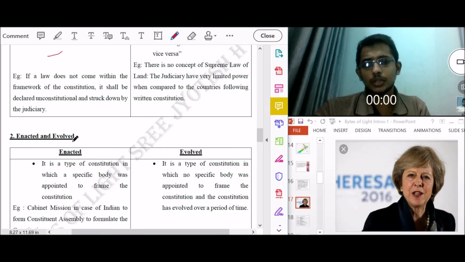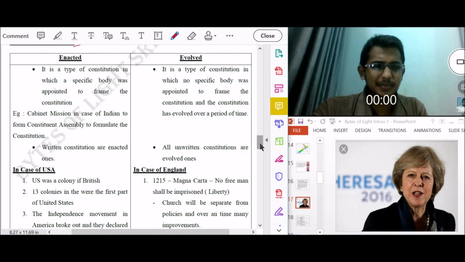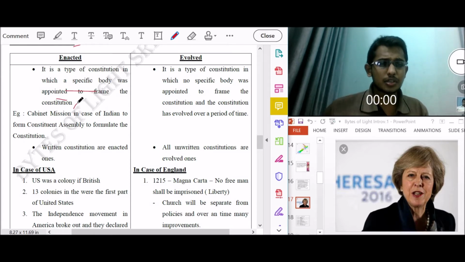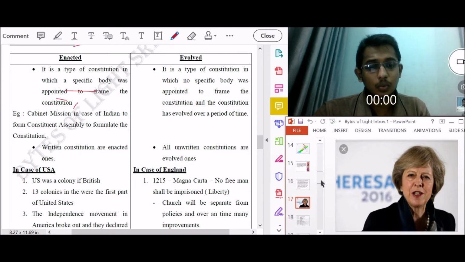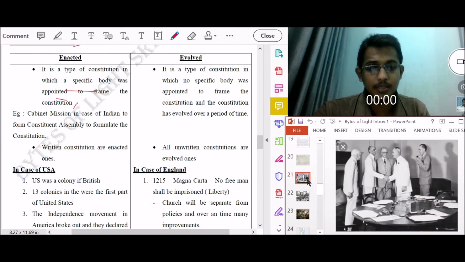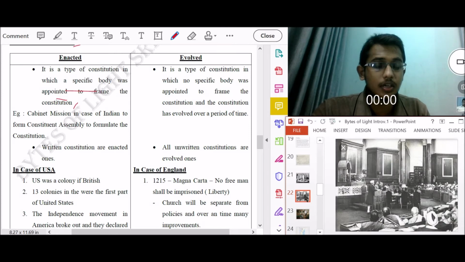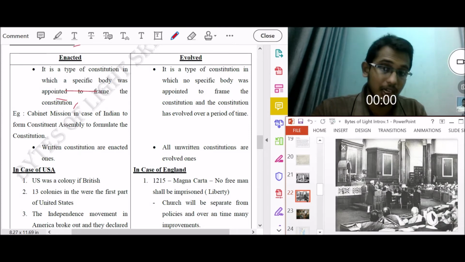Let us go to the second one, that is enacted and evolved. So what is an enacted one? In case of an enacted one, a specific body is appointed to frame the constitution. That is, we constitute a body and then that body frames the constitution. For example, the Constituent Assembly in the case of India. You can see this is the Cabinet Mission, and then this is the Constituent Assembly in case of India. You can see Jawaharlal Nehru here.